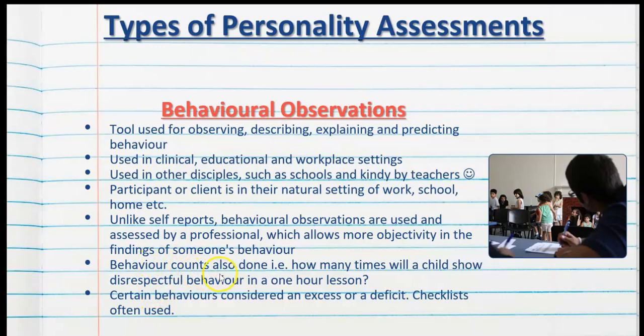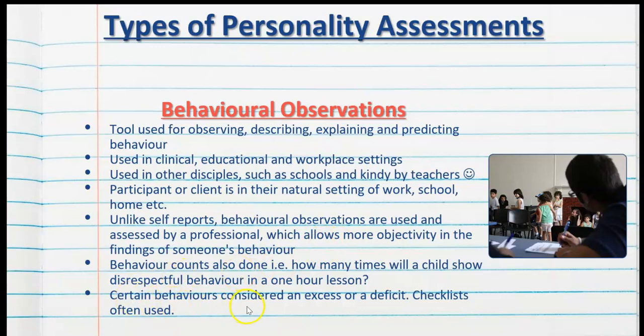Speaking of which, behaviour counts are also done. So, for example, how many times will a child show disrespectful behaviour in a 1-hour lesson? So we can actually count how many times a behaviour is shown, and that brings some quantitative data into the observations, which is seen as ideal. So we can get both qualitative data, where we write down our observations, and we can get quantitative data with counting how many times a behaviour is shown in a specific time period.